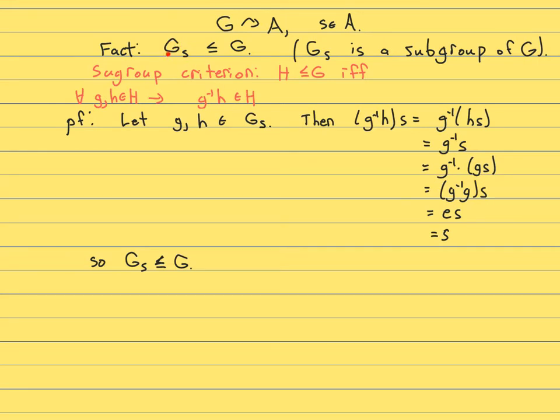So H is the stabilizer. So what do I need to do? I need to take 2 elements in the stabilizer subgroup, and I want to prove g inverse times h is also in the stabilizer subgroup, which means g inverse times h acting on s should give me s. That's what I need to show in order to be able to conclude g inverse h is in the stabilizer. So let's try to prove that. Well, by definition of group action, g inverse h acting on s is equal to g inverse acting on h acting on s.